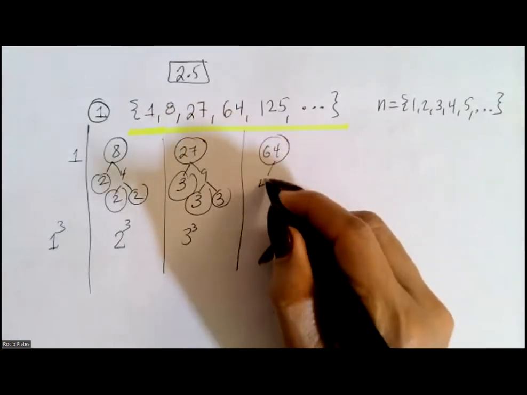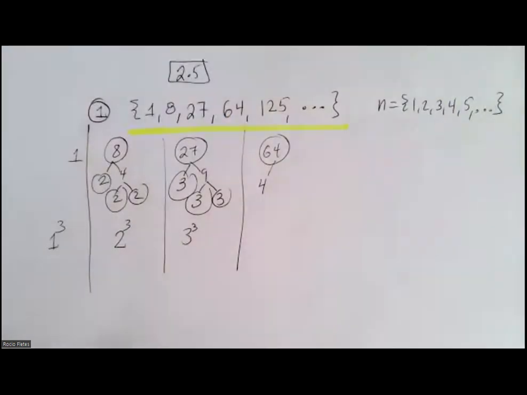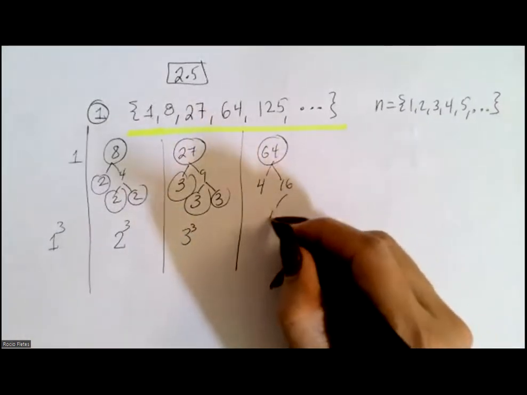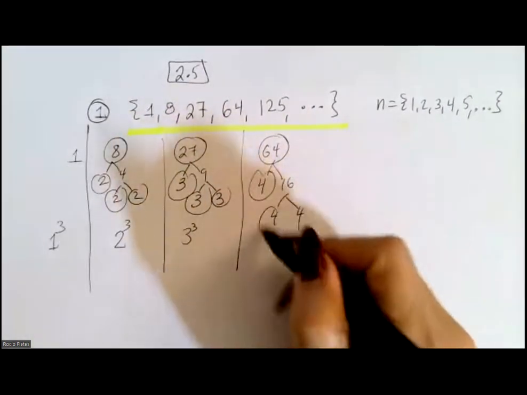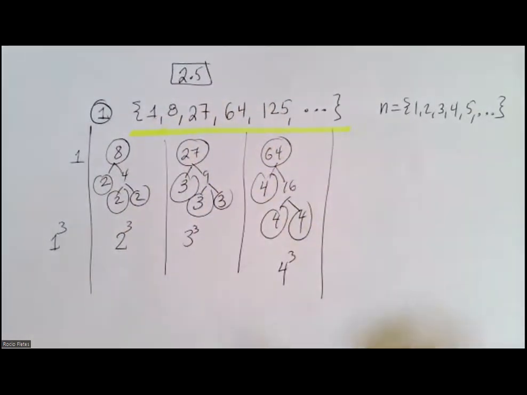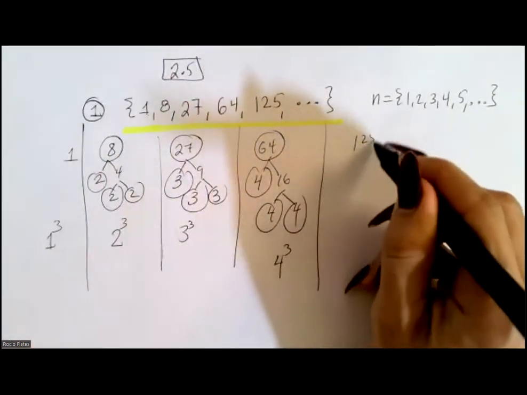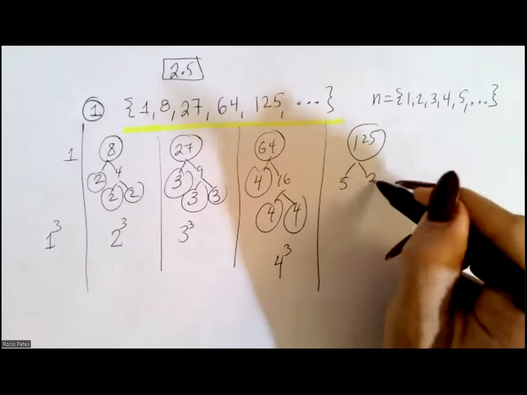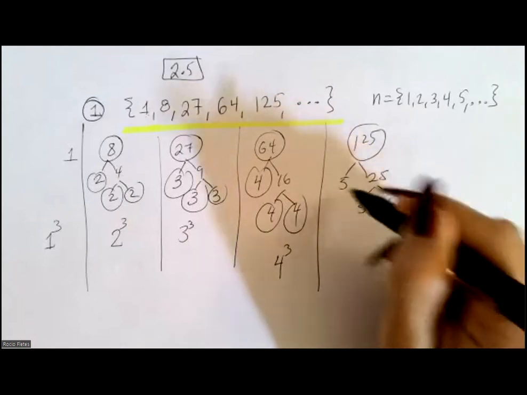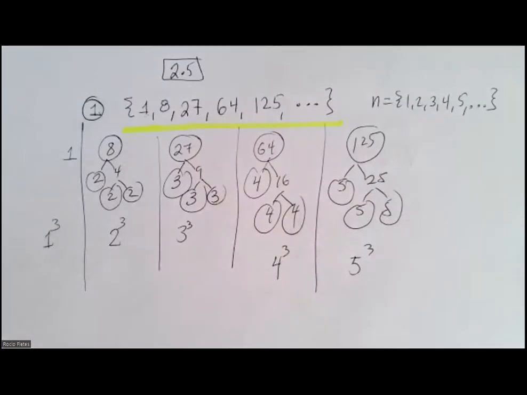If I try 4, I think 4 does work, because 64 divided by 4 is 4 times 16, and then 4 times 4. Oh, wait a minute, 4 cubed, right? And then you can see that there's going to be a pattern here. So 1, 2, 3, 4. The next one, 125, can also be written as 5 times 25 and 5 times 5. So you see how that does work. So 5 cubed.